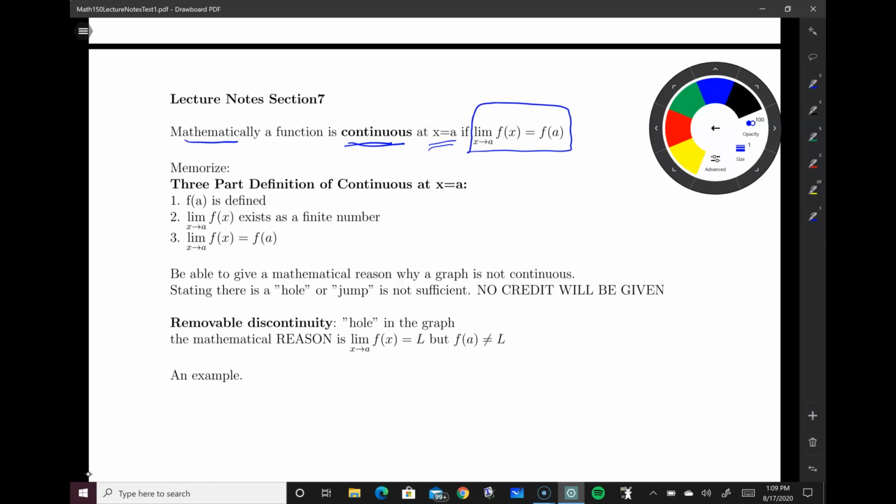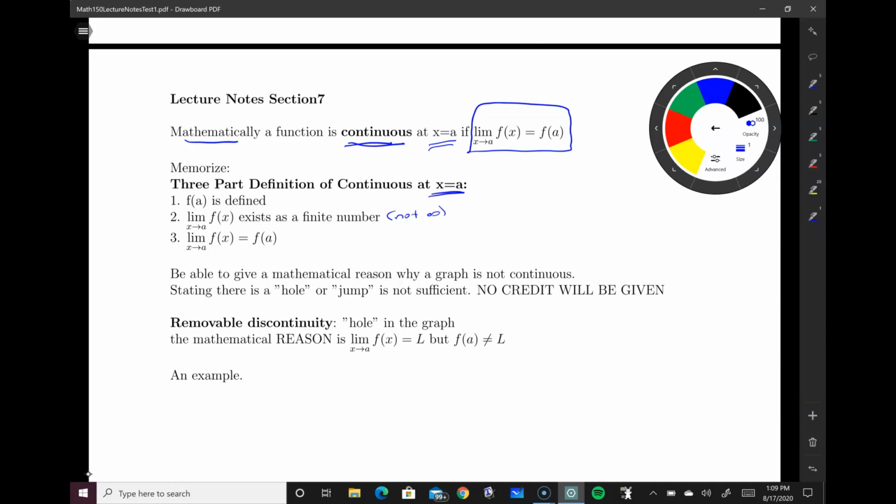So the function will be continuous at a point a if f of a is defined, so at x equal a, there is a y value that goes with it. If when I take the limit as x goes towards a of the function, it exists as a finite number, so not infinity is what's implied there. And when I take the limit as x goes to a of f of x, I get f of a.